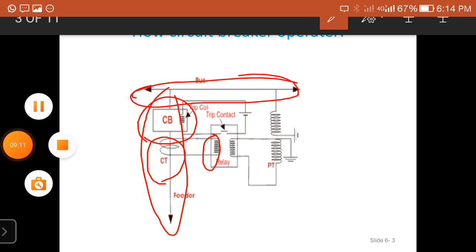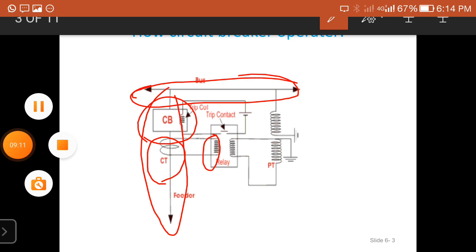Next, if any fault is obtained in the feeder line. Under no fault condition, no current will be flowing through the relay coil. Therefore, the tripping contact does not close. Then there is no tripping coil energization. Then that circuit breaker is in the open condition.